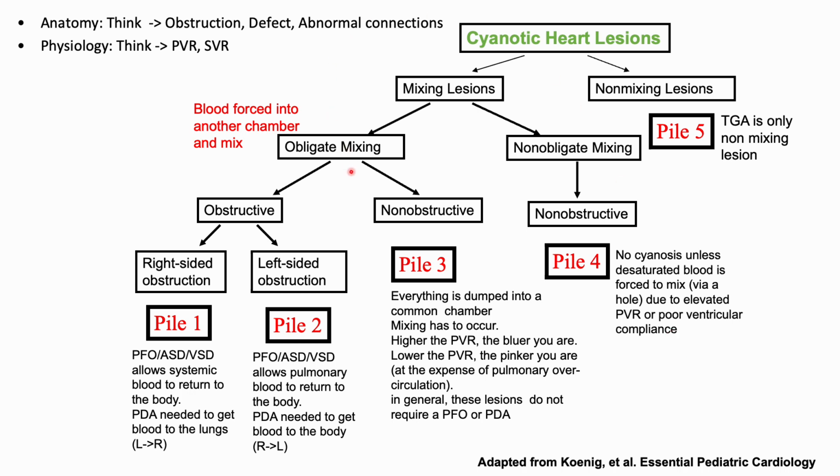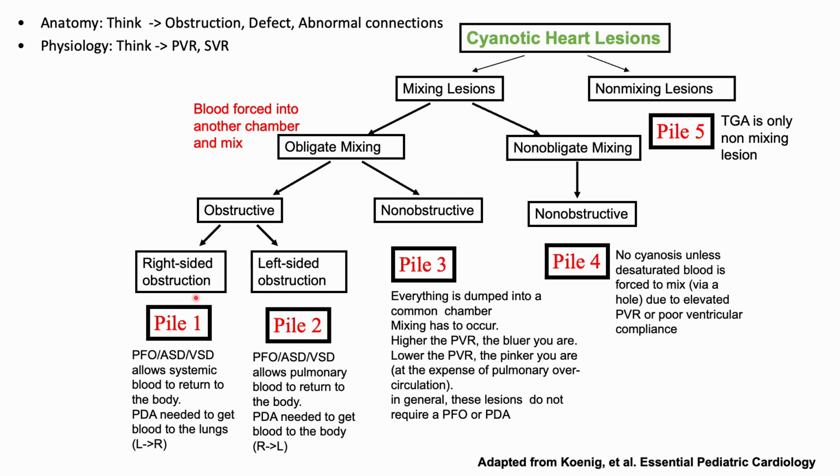Obligate mixing could be either because it's non-obstructive, meaning there is a very large hole, everything is dumped into a common chamber, so mixing has to occur. Higher the PVR, the bluer you'll be. Lower the PVR, the pinker the baby will be. And in general, these lesions, because the hole is so big, don't require a PFO or PDA for mixing. And then the obstructive lesions can either be a right-sided obstruction or a left-sided obstruction.